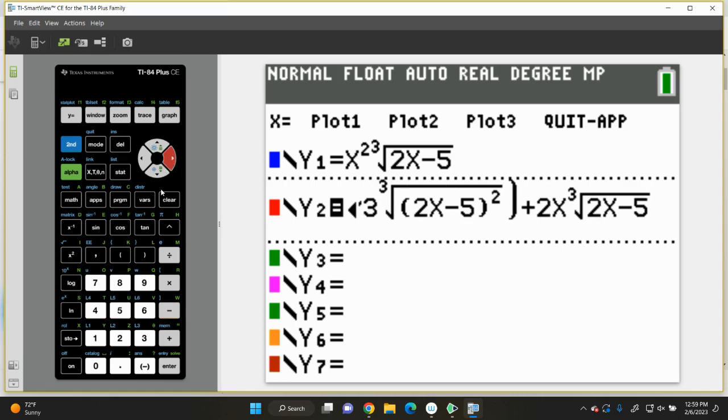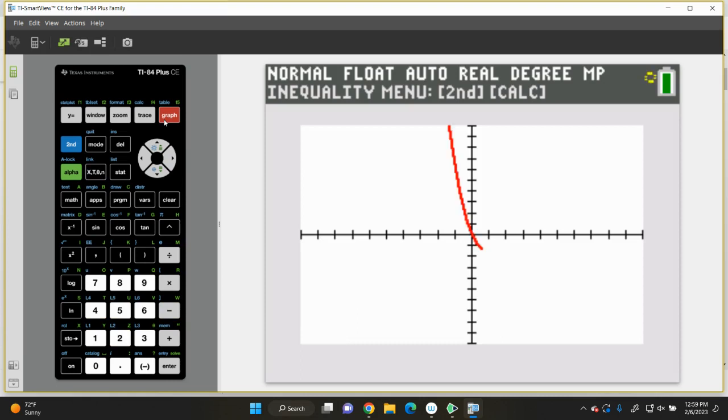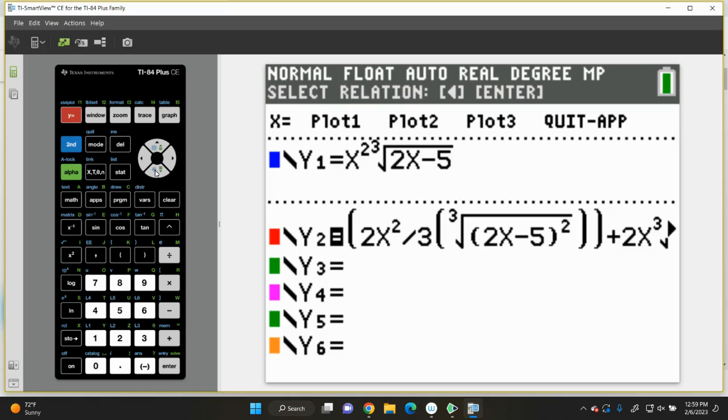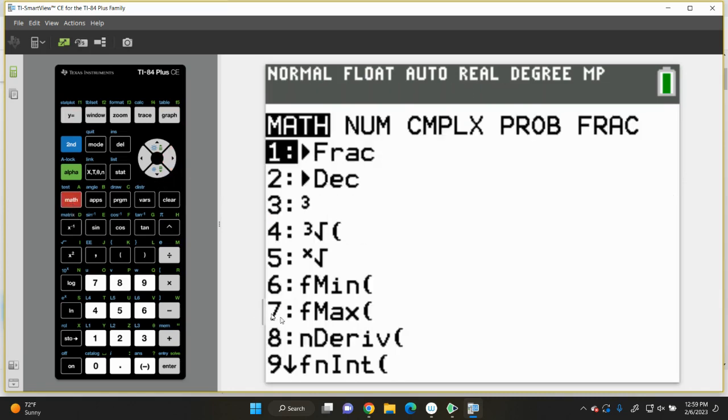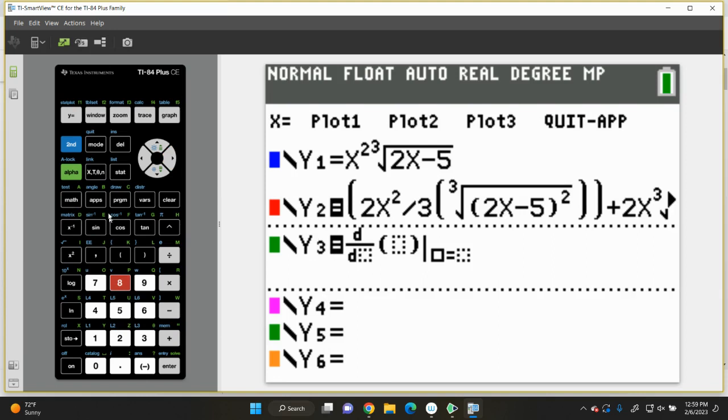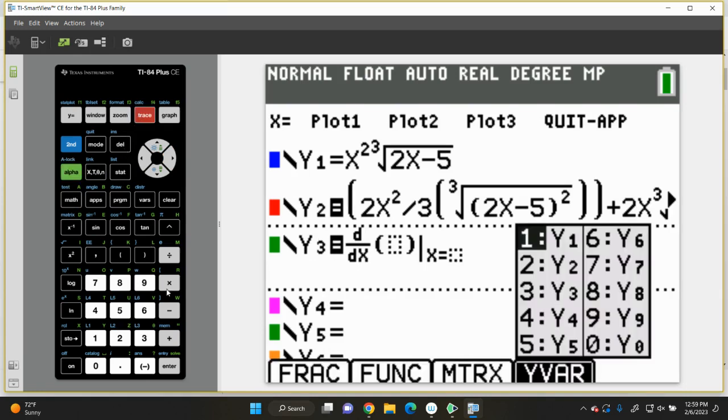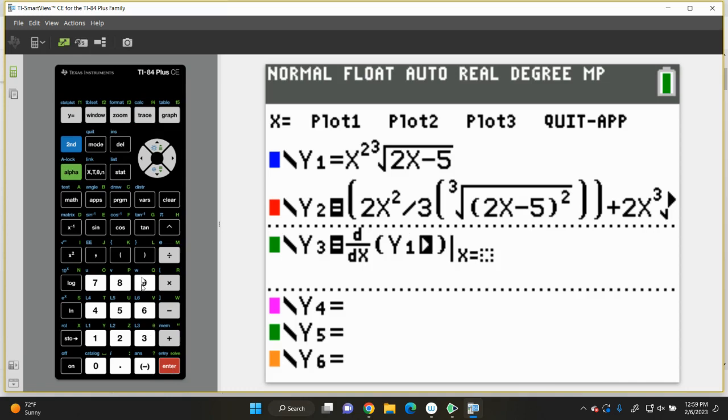Okay, so that's what I got as my derivative. I graph that, and it's this weird looking thingy, right? Because it's such a weird one, I'm going to just verify that my derivative is correct. So I'm going to go math, and I'll do nDeriv with respect to x, taking the derivative of y1, so that's alpha trace, y1, for all values of x. If I took the derivative correctly, these two lines should be the same.